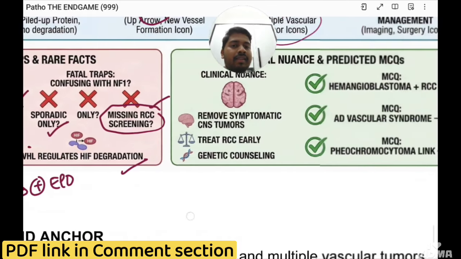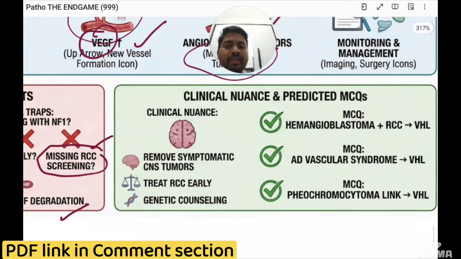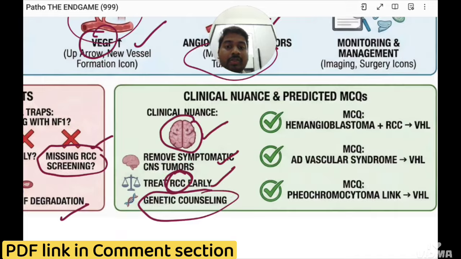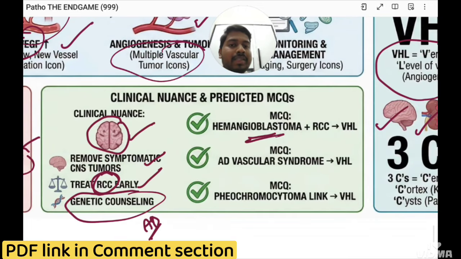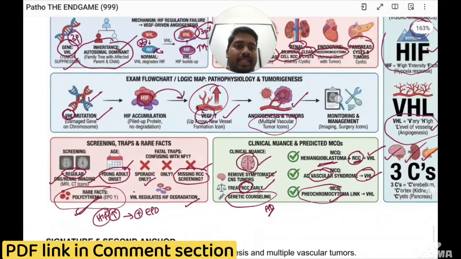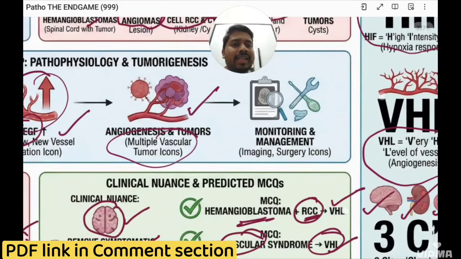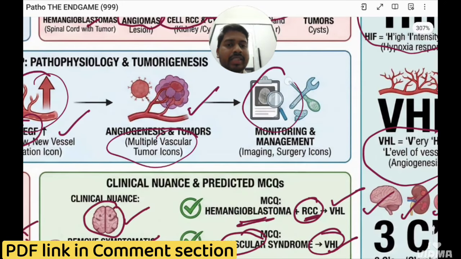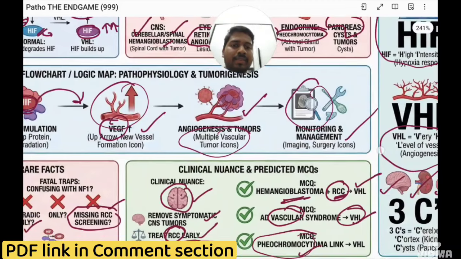So symptomatic CNS tumors you have to remove, or else it will account to brain bleed. Treat renal cell carcinoma early, and you should do genetic counseling because it is autosomal dominant. So MCQs can be asked: hemangioblastoma plus RCC, always think of VHL. Vascular syndrome, think of VHL, and pheochromocytoma also can occur in relation to this VHL. So basically treatment is removal of these tumors, and surgical removal is the treatment.